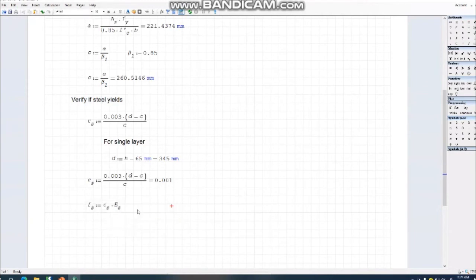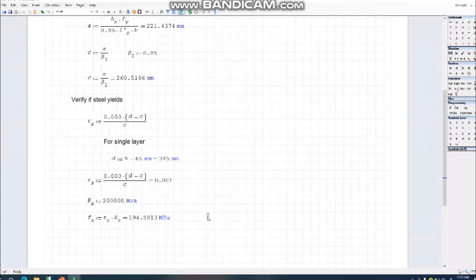Take note again, for steel, it's always 200,000 MPa, which is the same as 200 GPa. So we calculate Fs. This is the actual stress. This is the first question. Our stress is 194.58 megapascal based on our calculation.